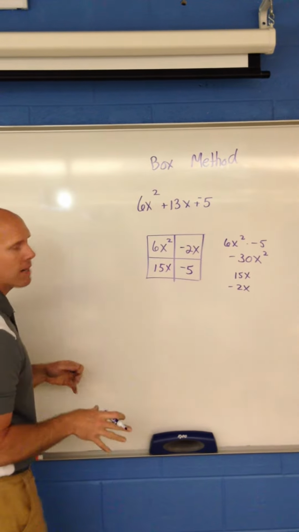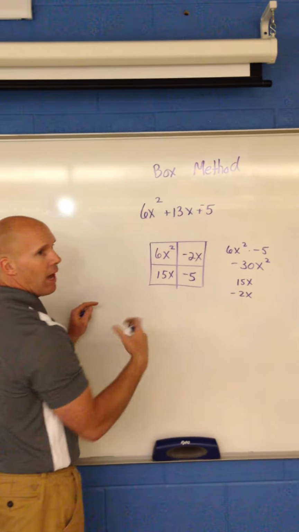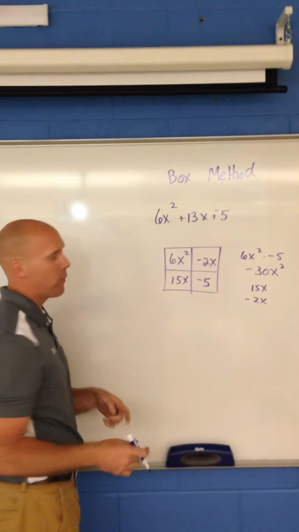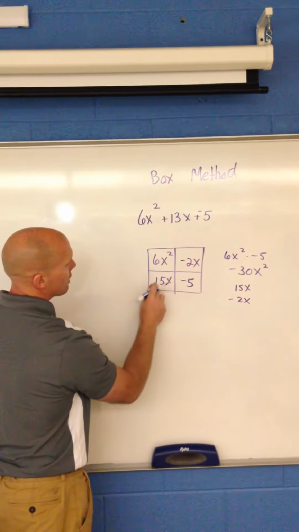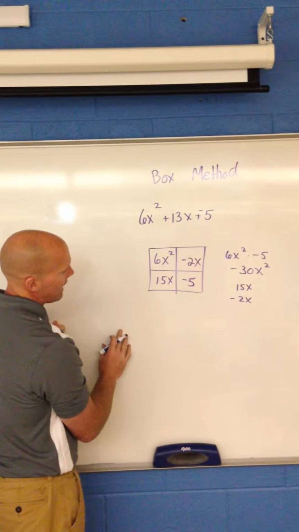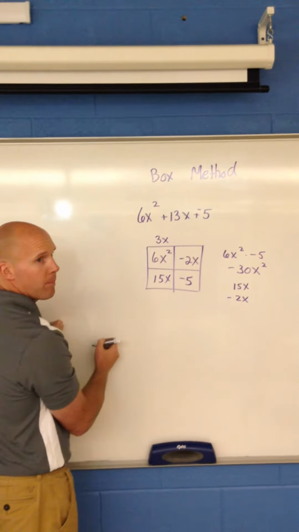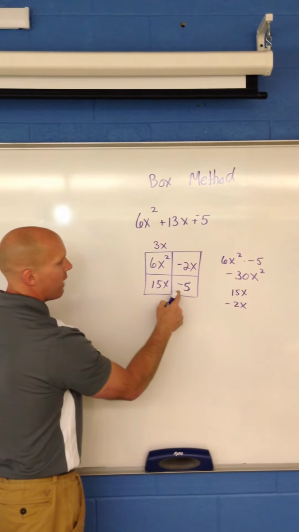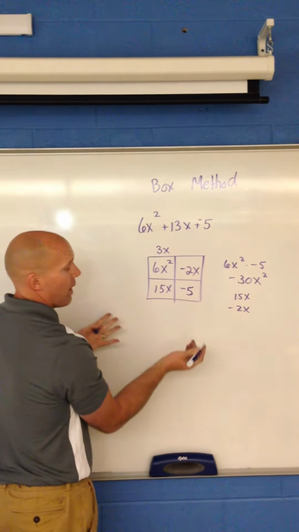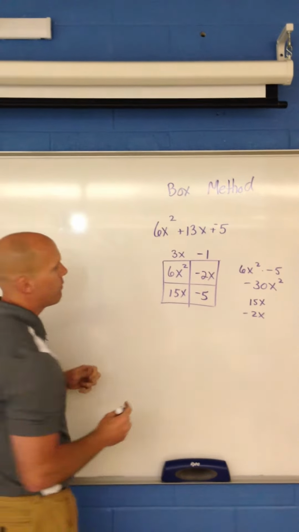Now that I have them in the box, going up and down and going across, I want to factor out the GCF, the greatest common factor. So going up and down here in this first column, the greatest common factor between 6x squared and 15x is going to be 3x, and I put that value there. The greatest common factor between negative 2x and negative 5, well, we said this before, they don't have anything in common besides the value of negative 1, so I put that factor there.